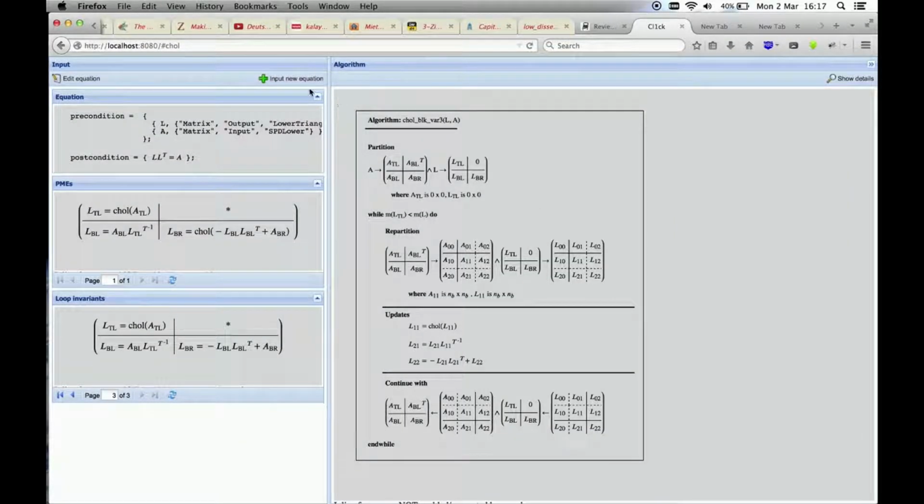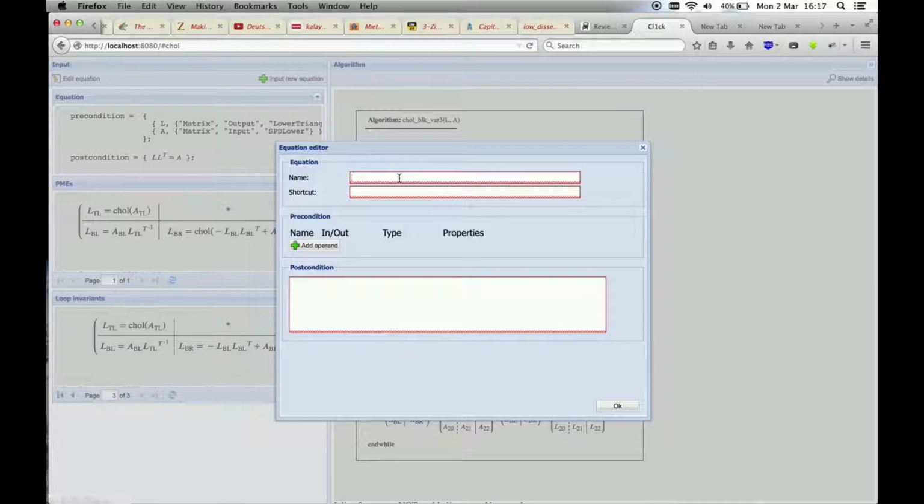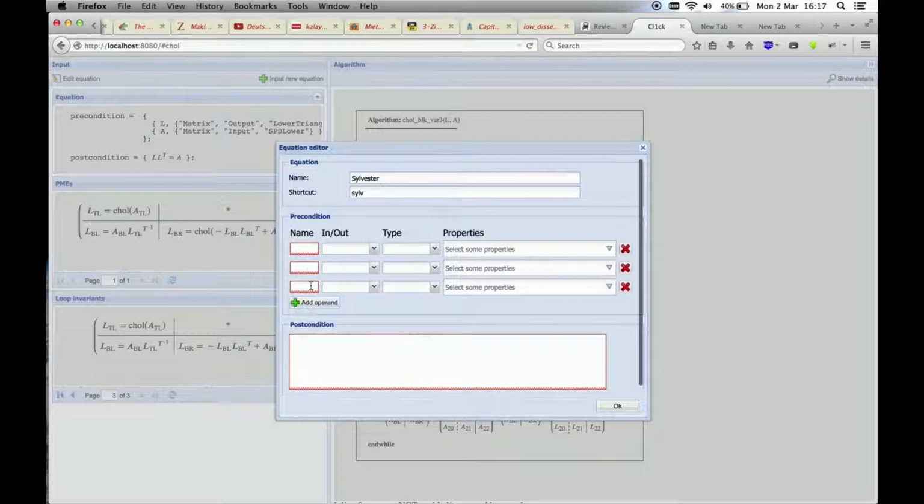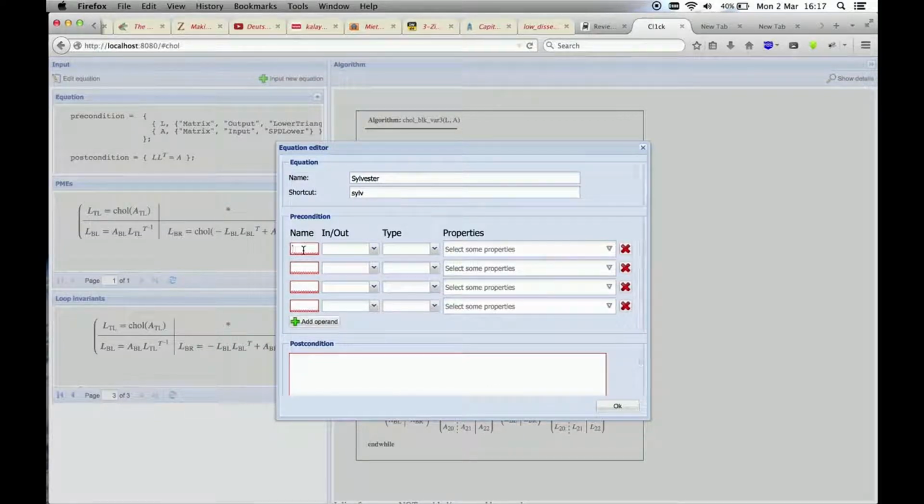I want to show you that we can tackle significantly more involved equations. So I will talk about the Sylvester equation. Here we have four operands. We have a couple of triangular matrices, let's call them A and B. Then we have a general matrix and the unknown matrix.